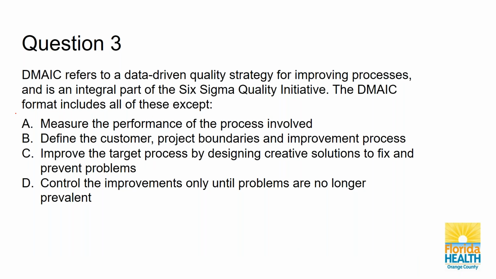Okay, so question 3. DMAIC refers to a data-driven quality strategy for improving process and is an integral part of the Six Sigma quality initiative. The DMAIC format includes all of these except: A, measure the performance of the process involved. B, define the customer project boundaries and improvement process. C, improve the target process by designing creative solutions to fix and prevent problems. D, control the improvements only until problems are no longer prevalent. The DMAIC format includes all of these except.